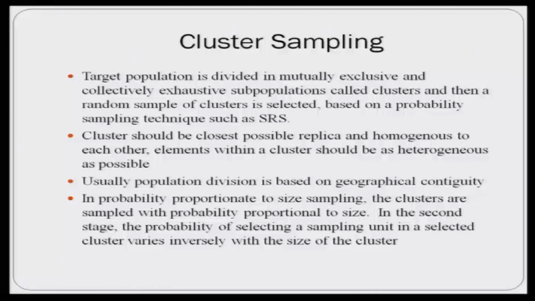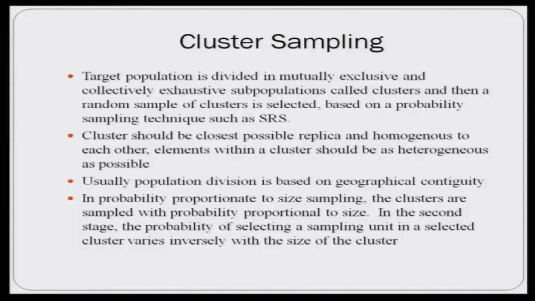It is explained here that the target population is divided into mutually exclusive and collectively exhaustive subpopulations called clusters, and then a random sample of clusters is selected based on a probability sampling technique such as simple random sampling. Clusters should be the closest possible replica, as I have said, and homogeneous to each other. Each cluster is basically representative of, or similar to, the population. You will find that each of the clusters has similarity to each other. On the other side, the units within the cluster will be heterogeneous.